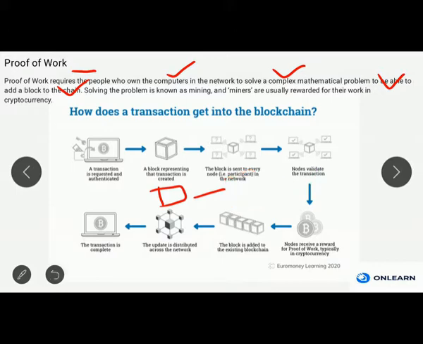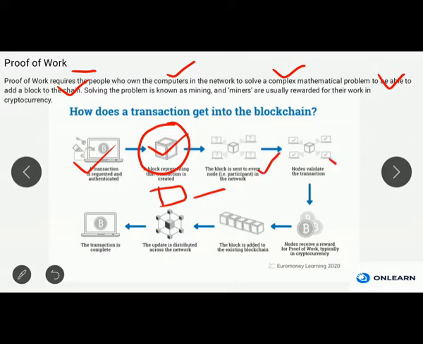How does the entire system work? First and foremost, a transaction is requested and it is authenticated. Then a block representing that transaction is created. This block will have every piece of information regarding the transaction. Then the block is sent to every node. Every node means every participant.